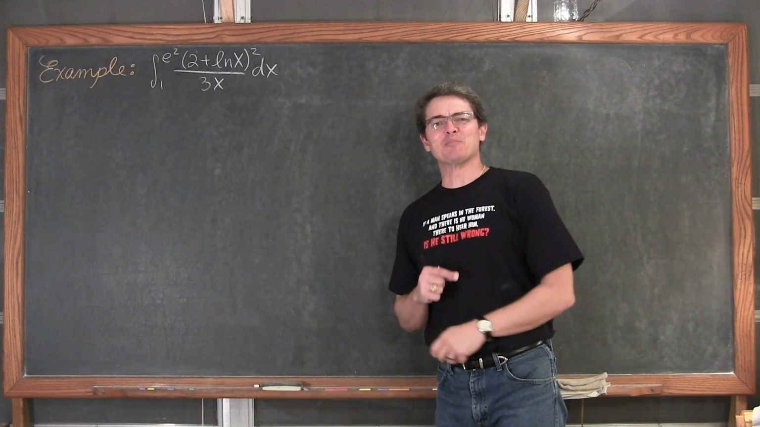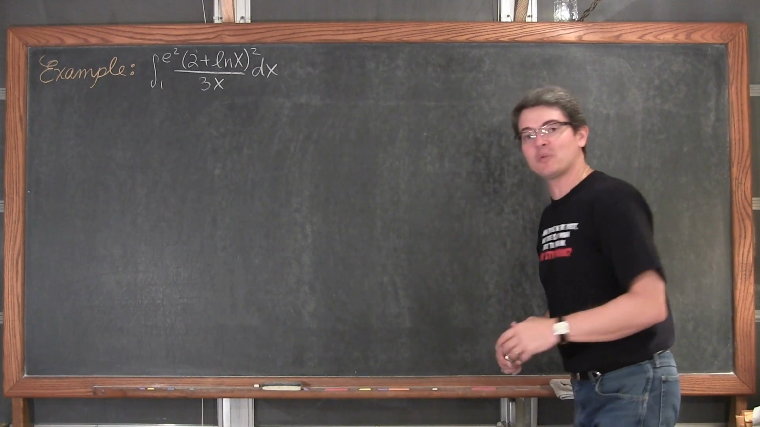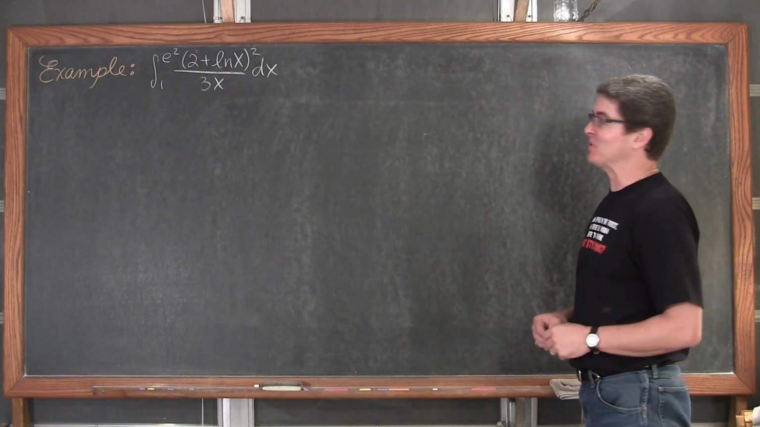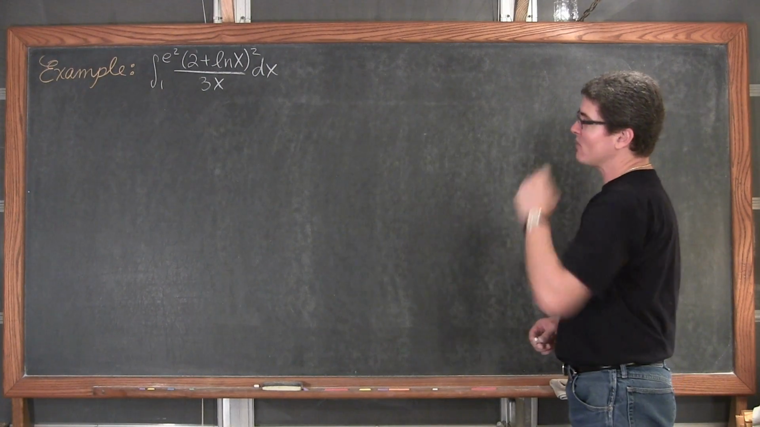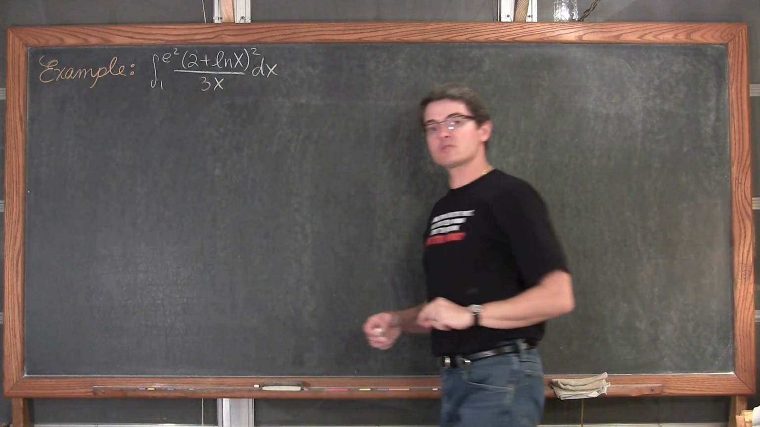All right, last example, and thank you for sticking through all of these with me, and hopefully it's going to help you get to your homework as easy as possible. Okay, so we have a definite integral. We want to evaluate this integral from 1 to e squared.